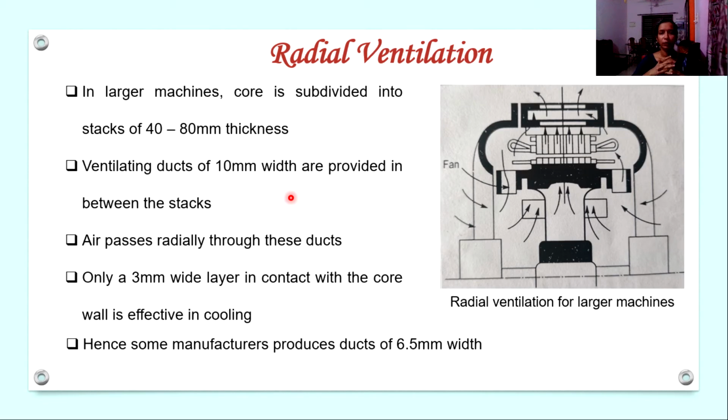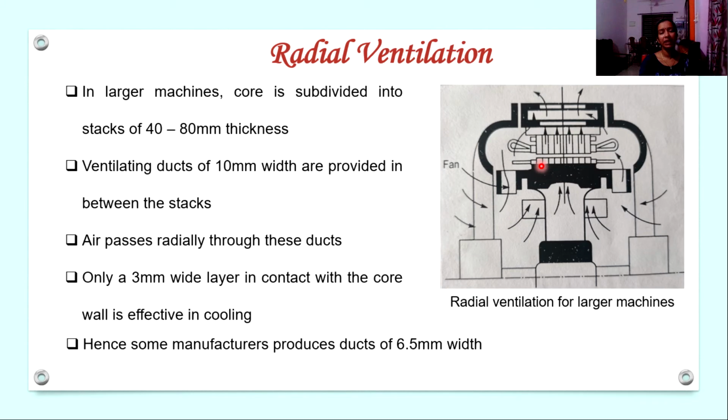So how to divide this core into different stacks? While arranging the laminations, after getting a thickness of about say 40 mm, we will place a spacer. Thereafter, on top of this spacer, we will again arrange the laminations to get a thickness of say 40 mm. Then again place a spacer like that. When a spacer is placed in between the laminations, there will be a gap between these laminations, and this gap acts as a radial ventilating duct. So this is how radial ventilating ducts are formed in rotating machines.